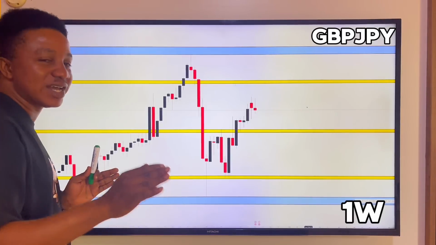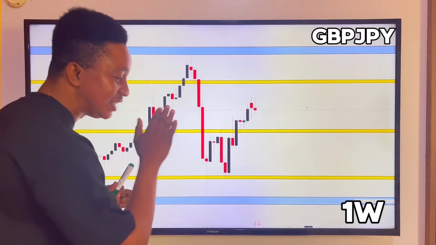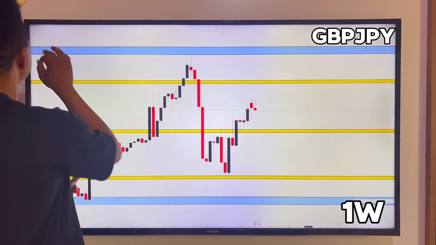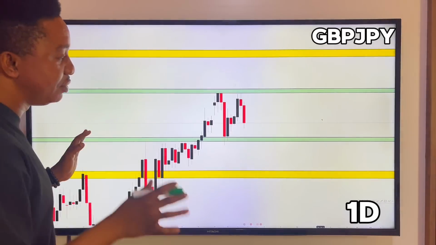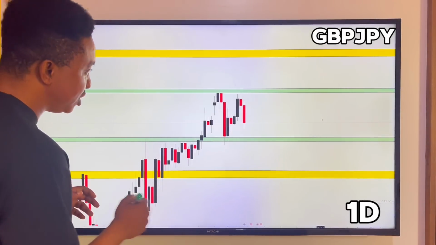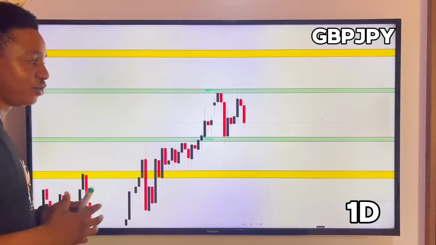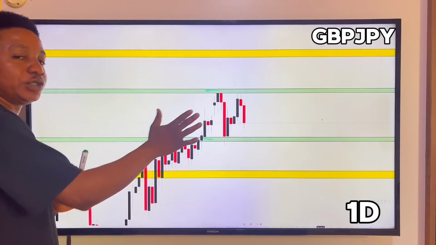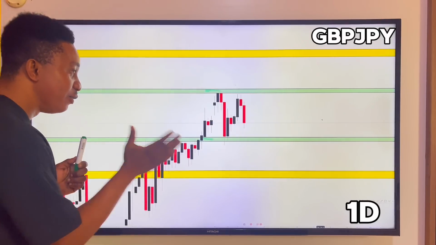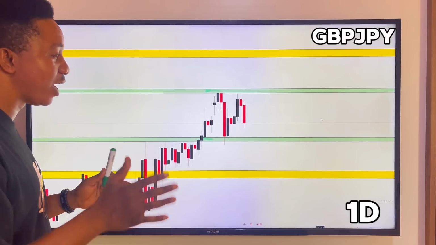So GBP/JPY moving all the way to a daily time frame to continue with the analysis. All right, so this is GBP/JPY on the daily time frame. Let's put meaning into it. On the daily, we have the daily upper zone and the daily lower zone. Now, if you look at the daily time frame, price is also in an uptrend on the daily, meaning that we are moving to the upside as we have already determined.